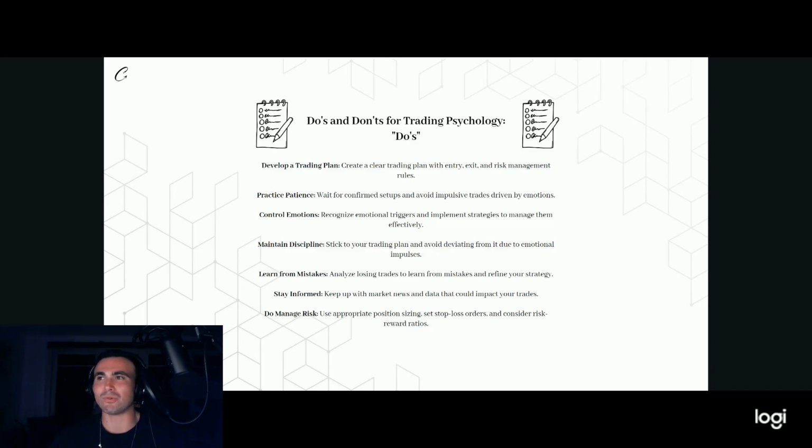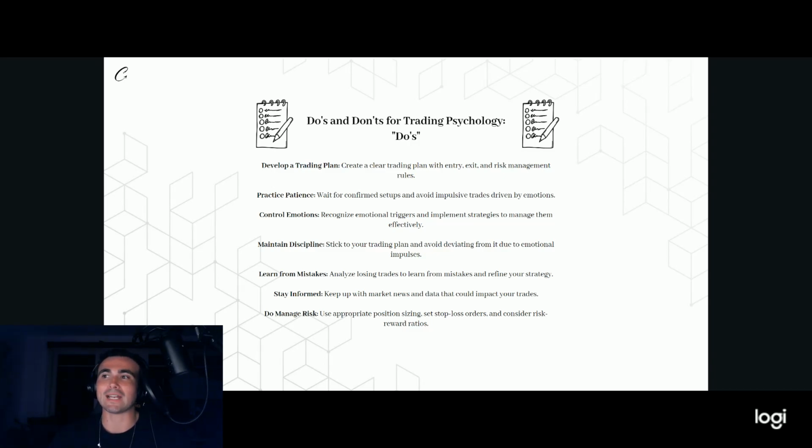Control emotions, recognize emotional triggers and implement strategies to manage them effectively. Don't trade when you're anxious, when you're fearful or euphoric. Maintain discipline. Stick to your trading plan and avoid deviating from it due to emotional impulses like the fear of missing out. Learn from your mistakes.